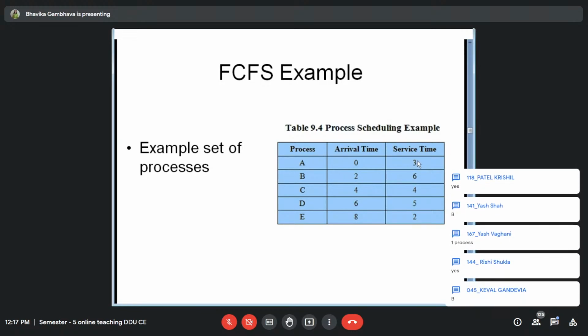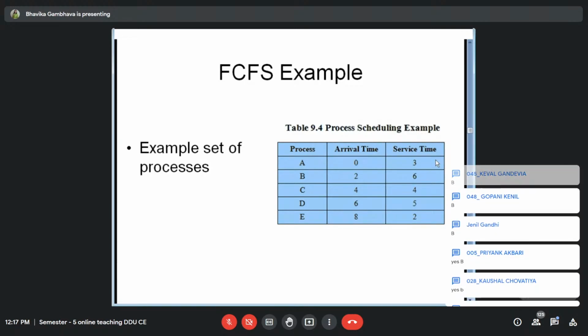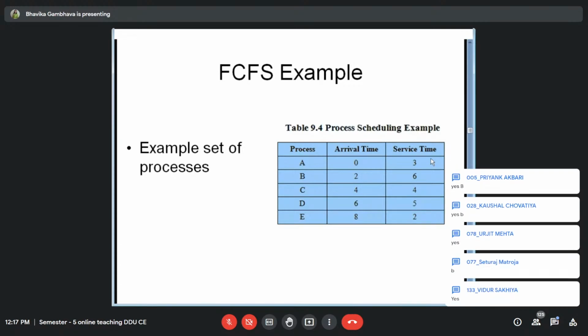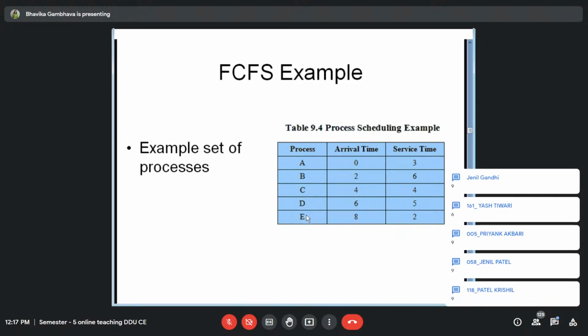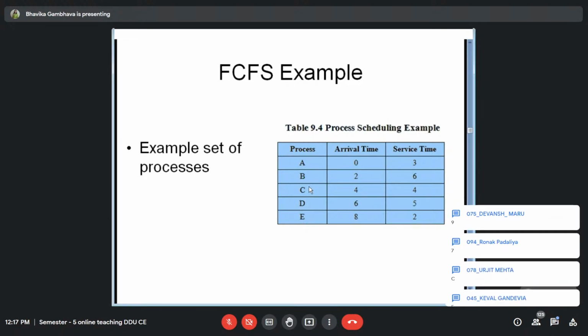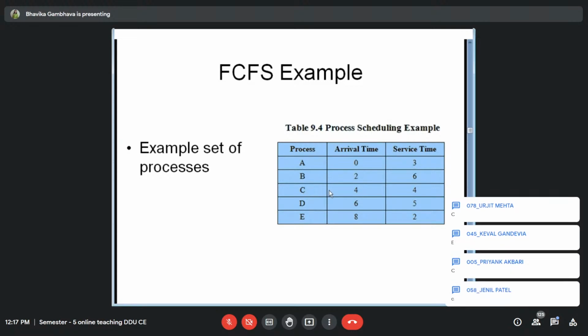B is there. So B's execution will start at 3 and then it will end at 9. Yes, it will end at 9. So now when it ends at 9, it is having 3 processes available: C, D and E. So which one will be given the priority? Process C, because here it is very simple. It has been waiting for the longer time. It was waiting from 4. So it will be given the priority.